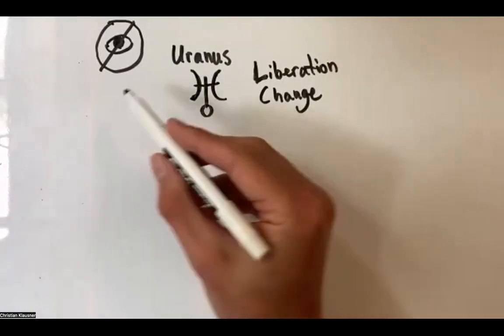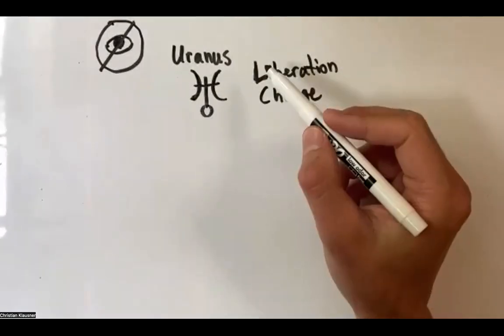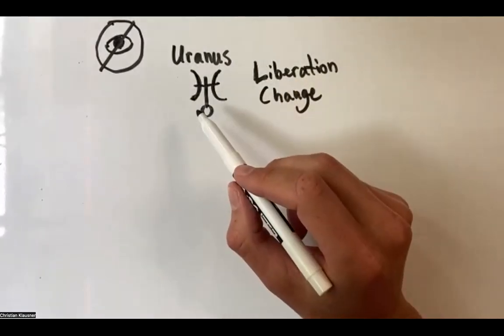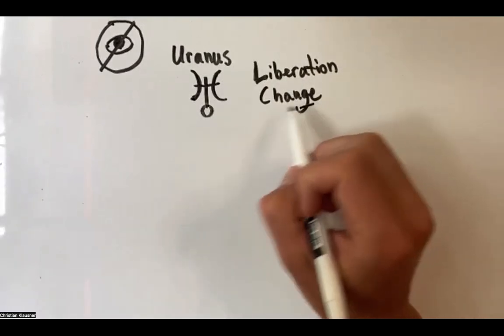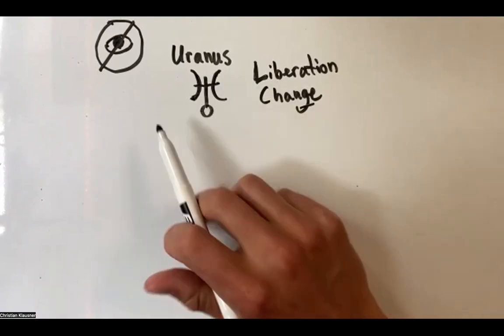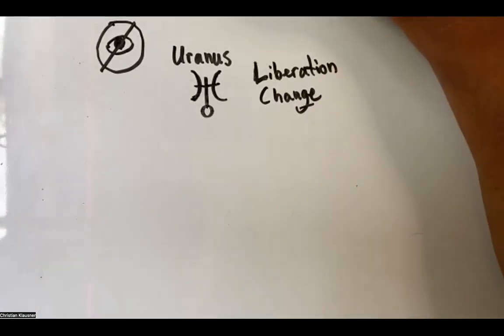And breaking past limitations, because it comes right after Saturn. So it shows where you need to change. It shows where you can best change in your life and how you can express your uniqueness. And I'll show you how that looks in all the different elements.